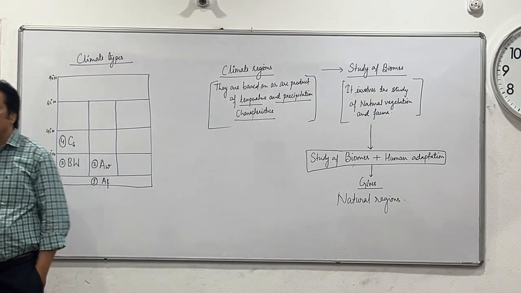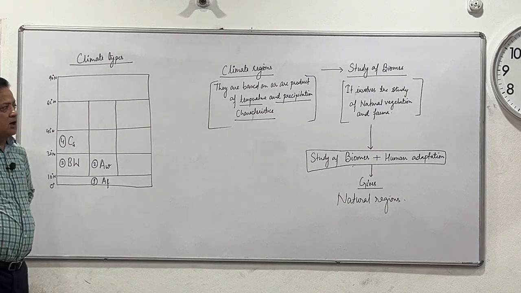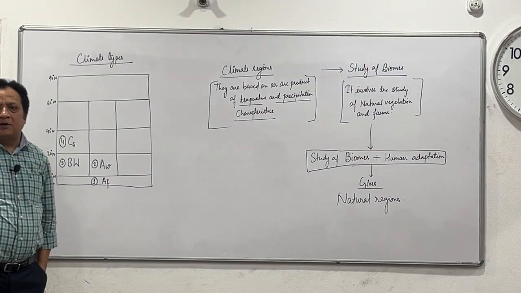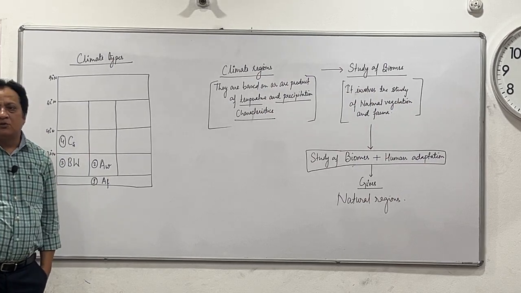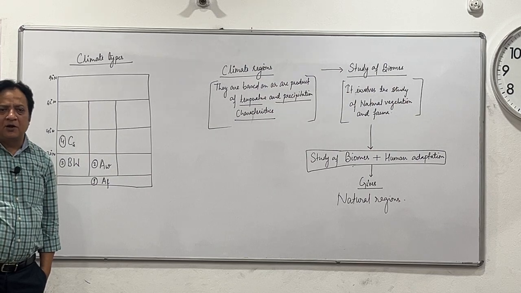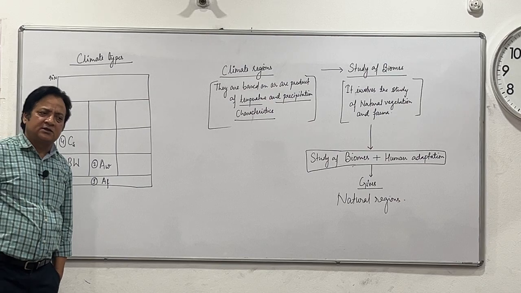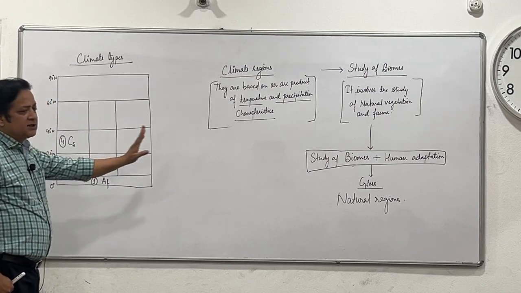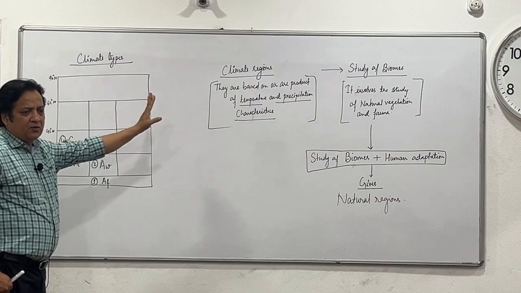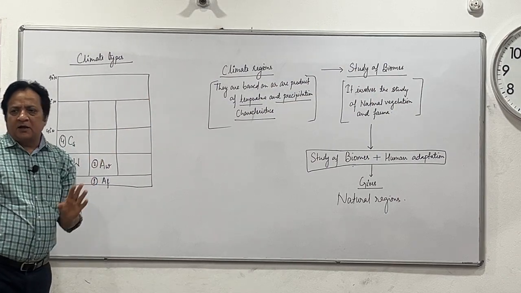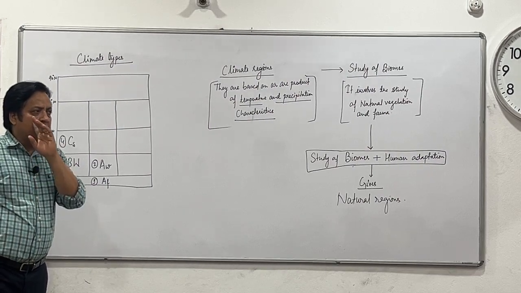Three terms here: climatic regions, biomes, and natural regions. Okay. So what are those climatic regions? When we study any climatic region, we focus on two important variables of climate, that is temperature and precipitation. So that means we talk about temperature and precipitation characteristics. Okay, on the temperature and precipitation characteristics, your discussion on climate type is over. Right, this is what we do for explaining the climatic condition in any part of the world.